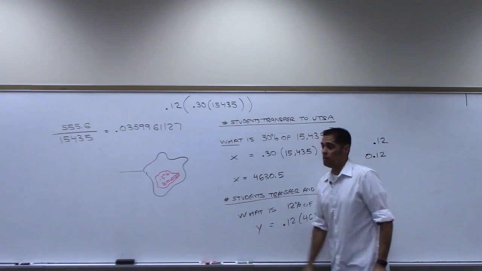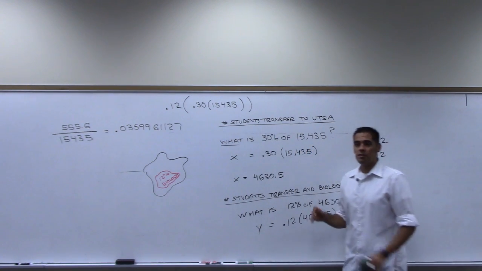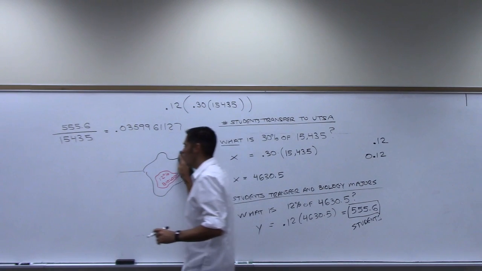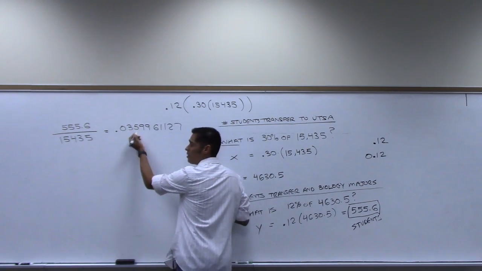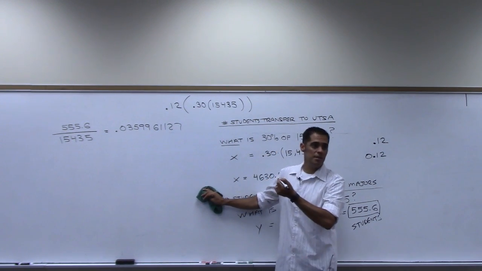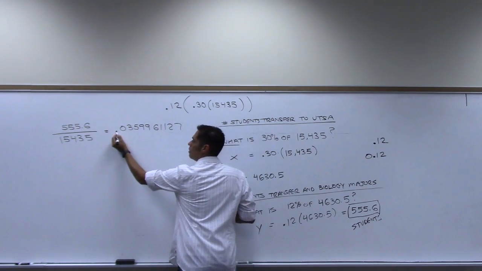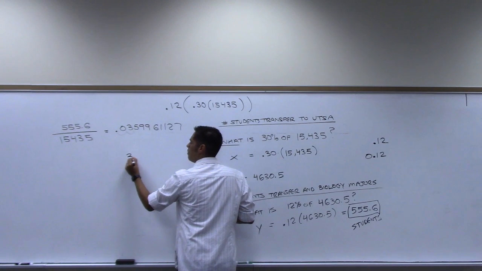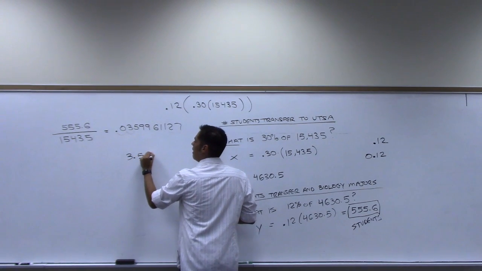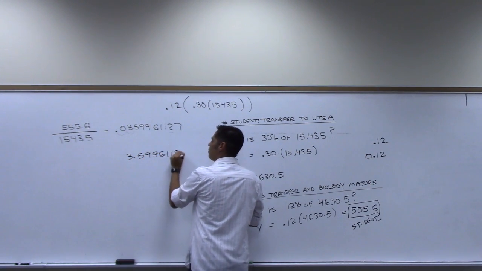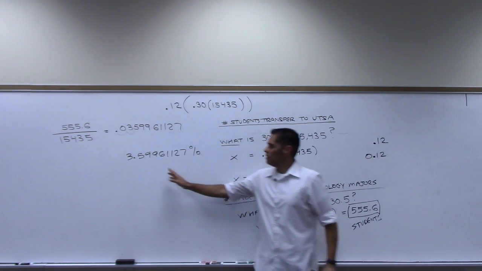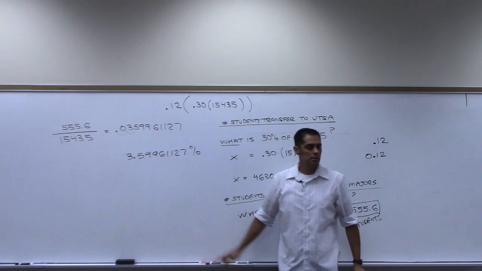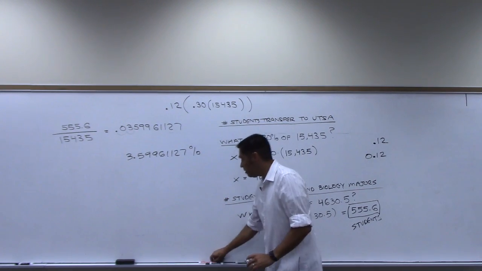What I'm going to want you to do is your final answer is a percentage, just round it to one decimal place. So pay attention to what I'm saying. First, we have to convert this to a percentage. What is this converted to a percentage? 3.599611127%, something like that, right? But I only require one decimal point here. So how do we round?